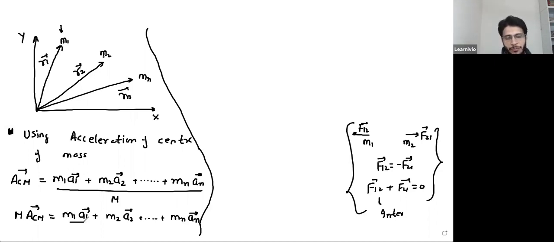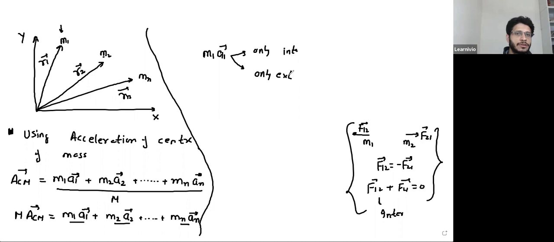So see, this is m1a1. m1a1 means force acting on the mass m1. This is force acting on the mass m2. Now you have to decide: will this m1a1 depend only on internal force, or only on external force, or will it depend on both internal plus external?